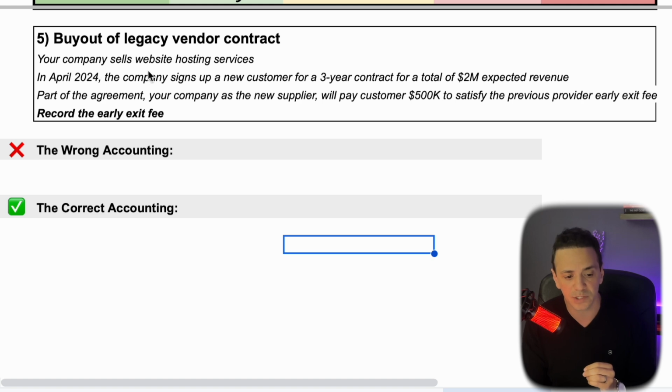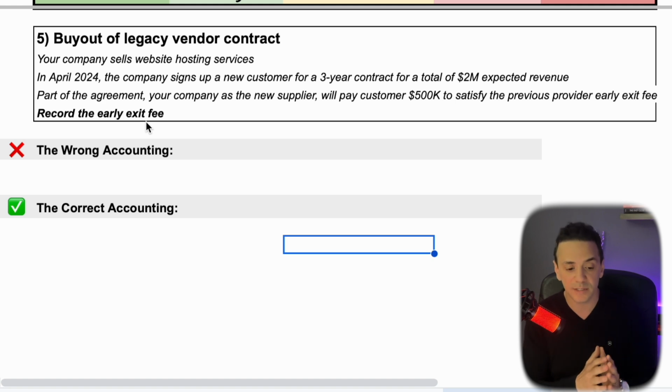Your company sells website hosting services. In April 2024, the company signs up a new customer for a 3-year contract for a total of $2 million expected revenue. Part of the agreement, your company as the new supplier will pay the customer $500,000 to satisfy the previous provider's early exit fee. Record the early exit fee.